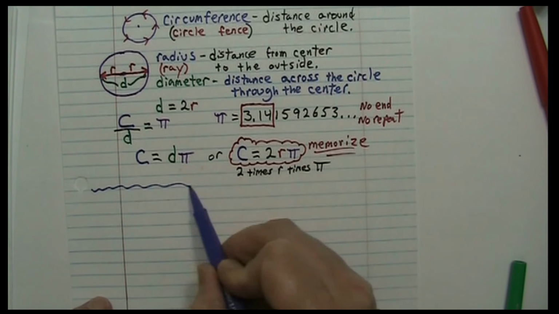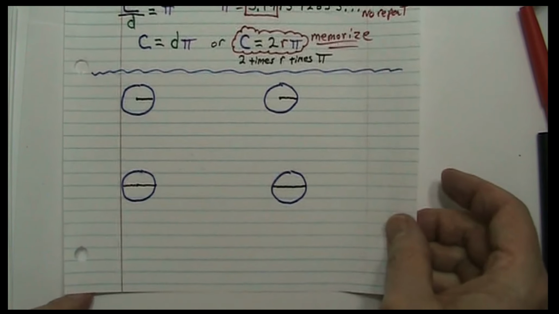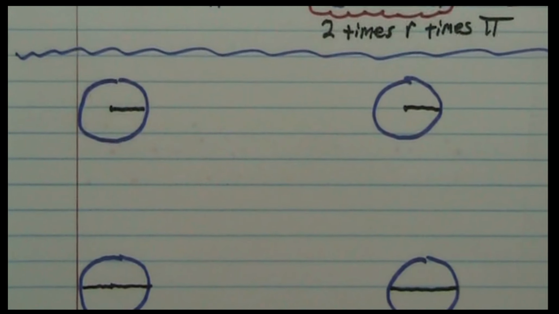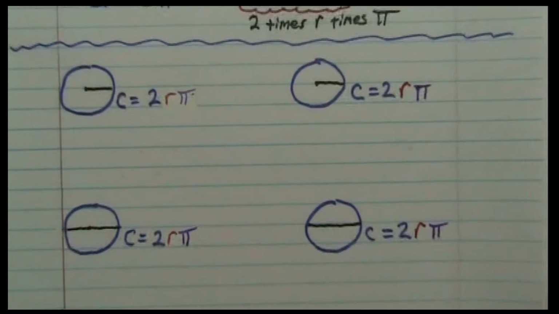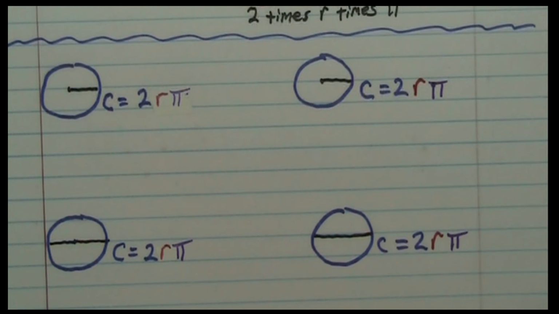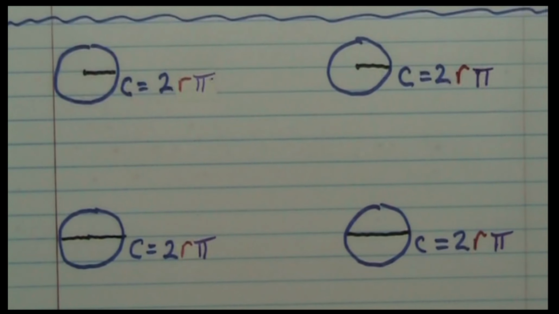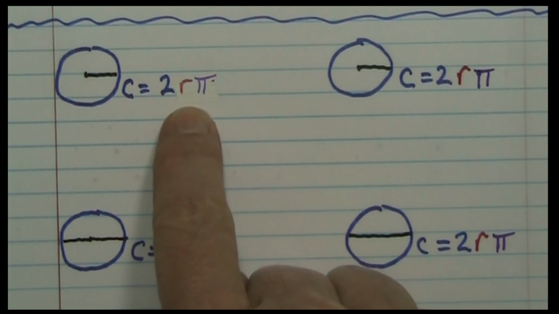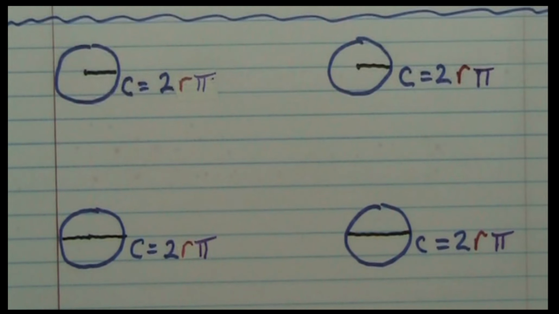Okay, so we'll do 4 problems down below. I drew 4 circles, not very large. Now for each one of these, I'm going to put in the formula to find circumference. And that's 2r pi, 2 times radius times pi. I put the formula for each one, and then we'll go through and calculate what that is. Okay, let's concentrate on our first problem.